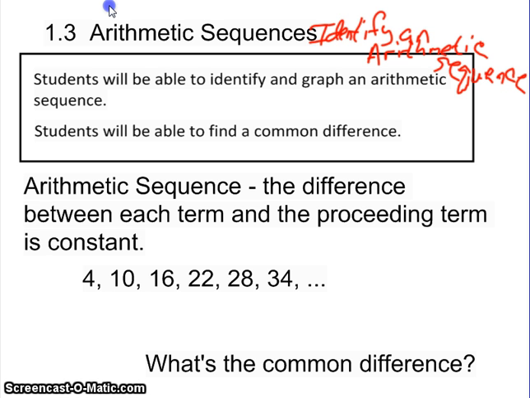Students will be able to identify and graph an arithmetic sequence. Students will be able to find a common difference. Those are the objectives for this section.